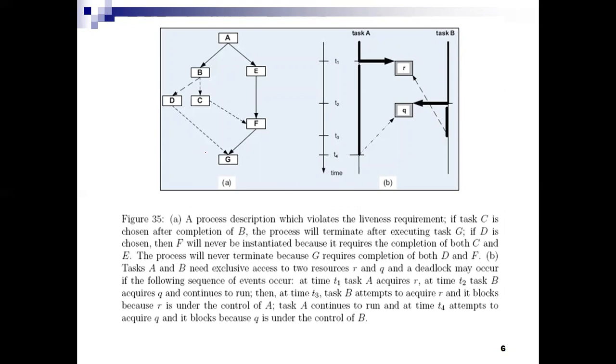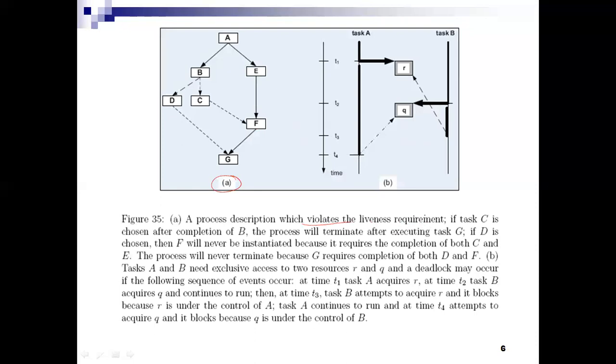The diagram A, focus on the diagram A. What it says is, it's a process description which violates the liveness requirement. So we were talking about safety and liveness. So this is an example where it violates the liveness requirement.